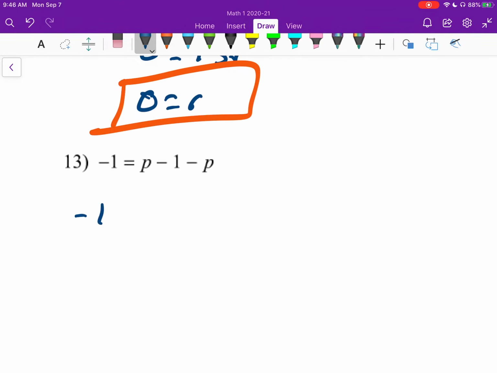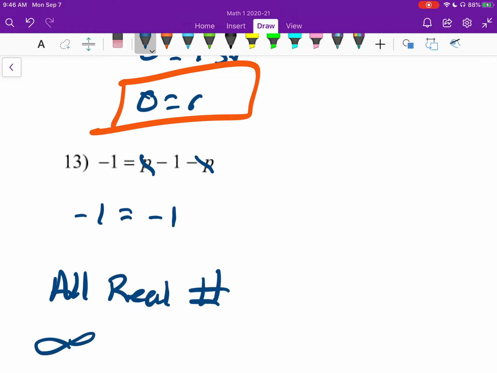Number 13, I've got negative 1 equals, combining like terms, my p's cancel, negative 1. And here we have all solutions, or all real numbers is the way that it calls it, all real numbers. Or you could say infinite solutions. Either one is a good answer.